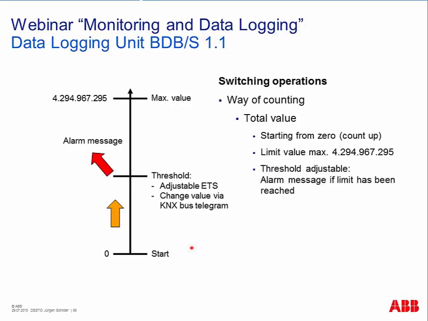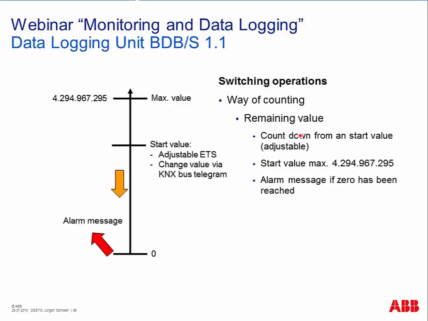So here we have again our method. When we want to count upwards, for example, we start from our initial value, which is 0, and then each of our switching cycles we count, and the maximum value of switching operations is nearly 4 billion. And the same, this threshold, we can set it as a parameter in the ETS, or when we allow it, then we can change it also via a KNX 4-byte telegram.